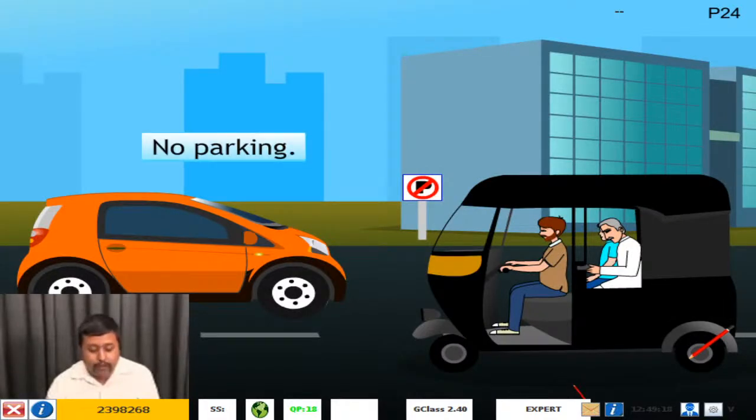So let's see. No parking. It's what? It's a command.